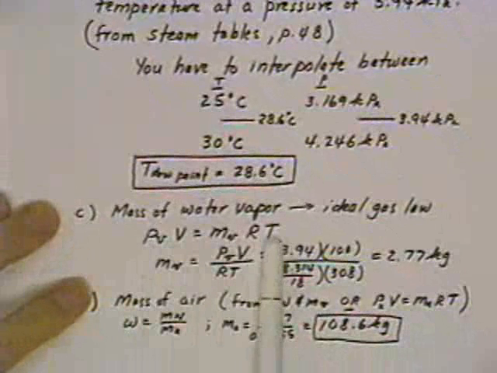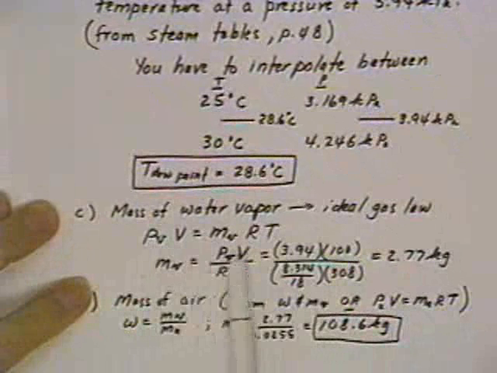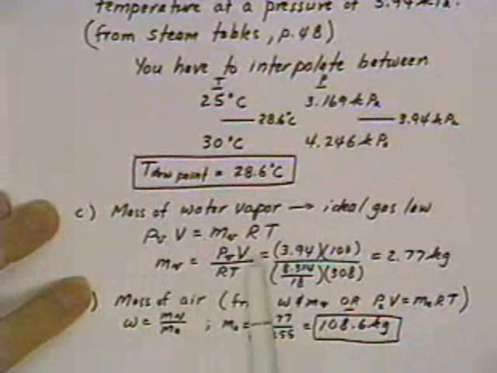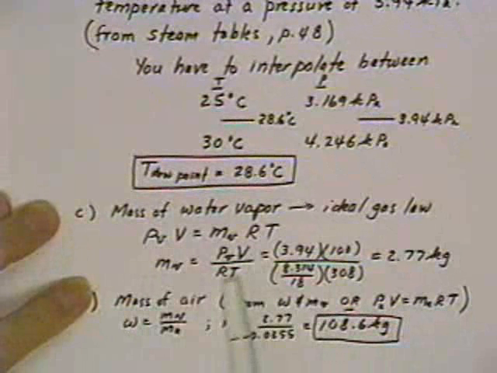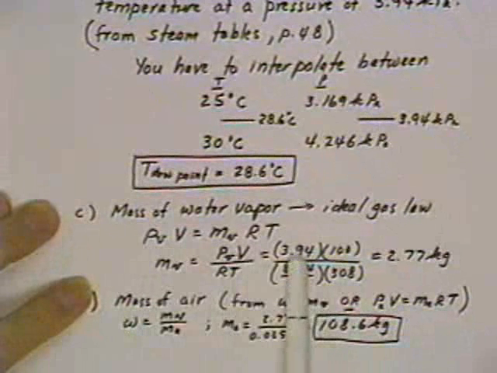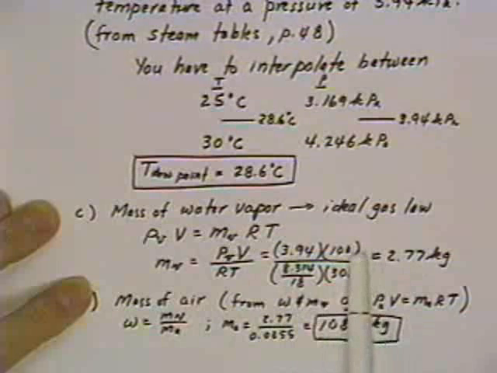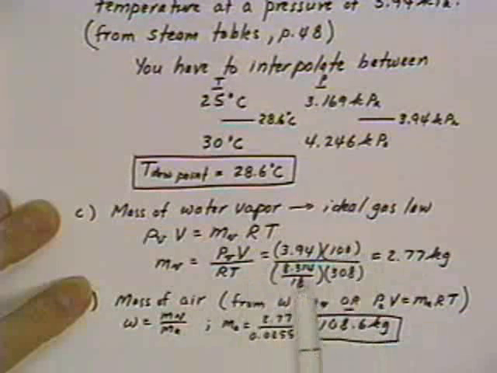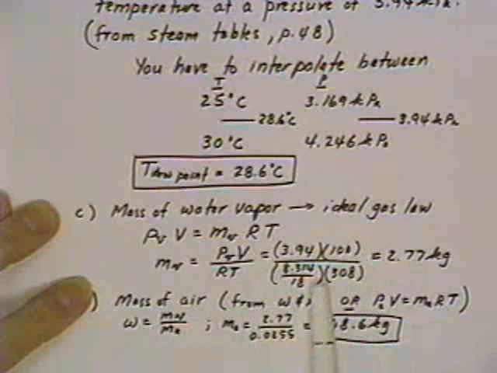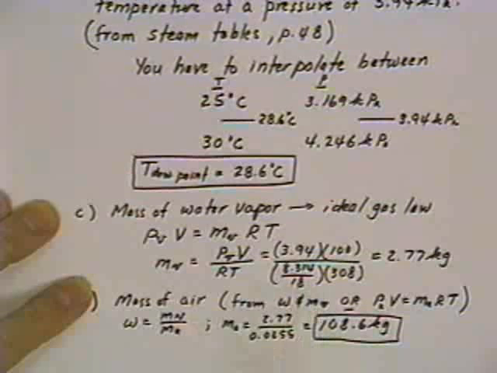From PV = mRT, we can calculate the mass of the vapor, which is equal to PV over RT. The pressure we're using is the pressure of the water vapor itself, 3.494 kilopascals. The volume is the total volume we're dealing with, 100 cubic meters. And R is the R for water vapor, which is 8.314 divided by the molecular weight.